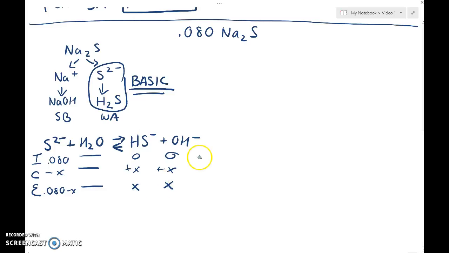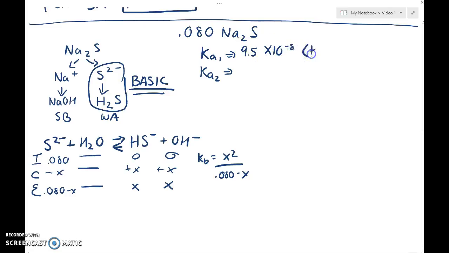Okay, now I know that Kb is going to equal x squared over 0.080 minus x. Now I have to flip back to my appendix and get my Kb. Well, of course, there's no Kb for S2 minus. What I do have is Ka1 and Ka2 for H2S. Ka1 for H2S turned out to be 9.5 times 10 to the negative 8th. But that's really for H2S. Ka2 turns out to be, sorry, not 1.1, just 1, times 10 to the negative 19th.